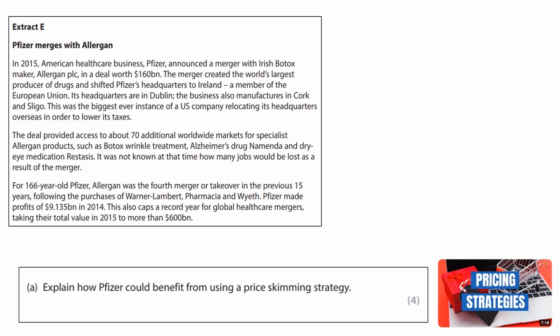It was not known at that time how many jobs would be lost as a result of the merger. For 166-year-old Pfizer, Allergan was the fourth merger or takeover in the previous 15 years. Following the purchases of Warner-Lambert, Pharmacia and Wyeth, Pfizer made profits of $9.13 billion in 2014. This also caps a record year for global healthcare mergers, taking their total value in 2015 to more than $600 billion.